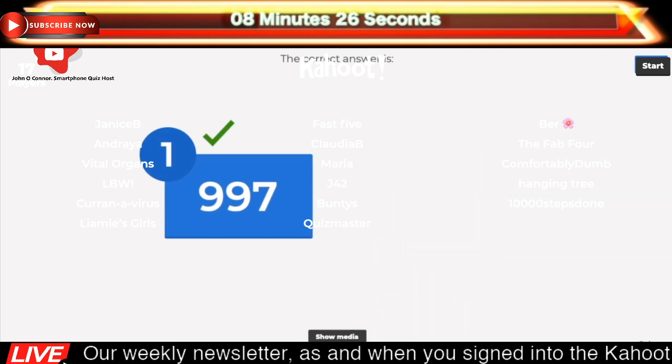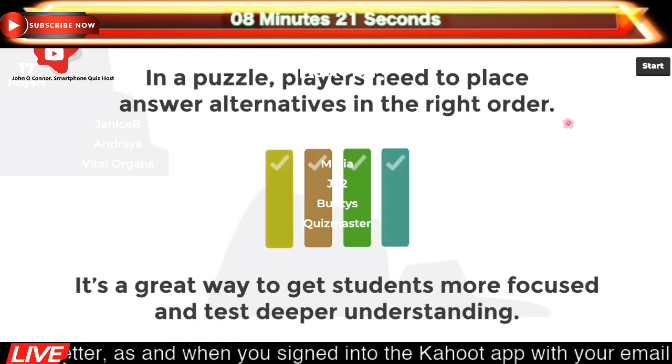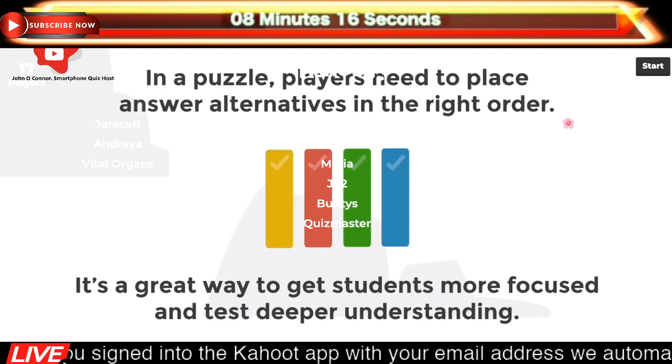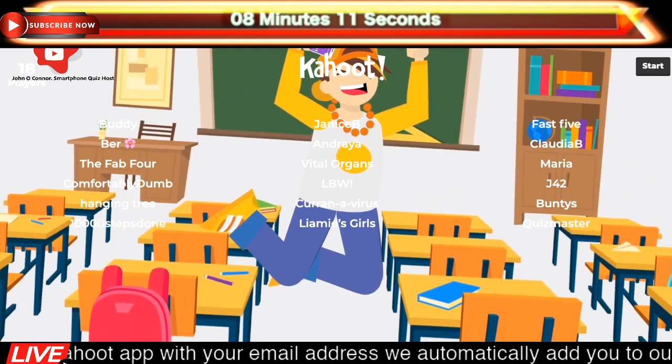And for now, finally, we have sequence puzzles. Players just need to place the answers in the correct order, from left to right. So that is it. That's the basics on how to play. But don't worry, if you didn't take it all in, I will be giving you a guide on each question as they appear in the quiz.